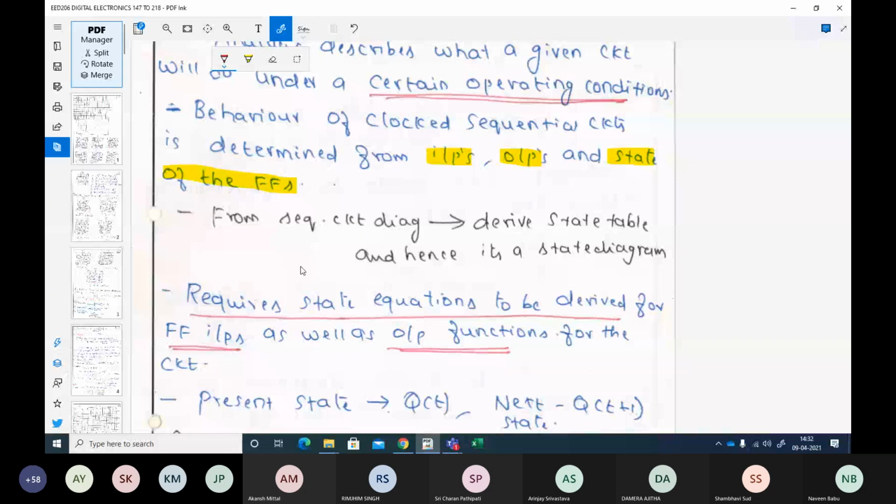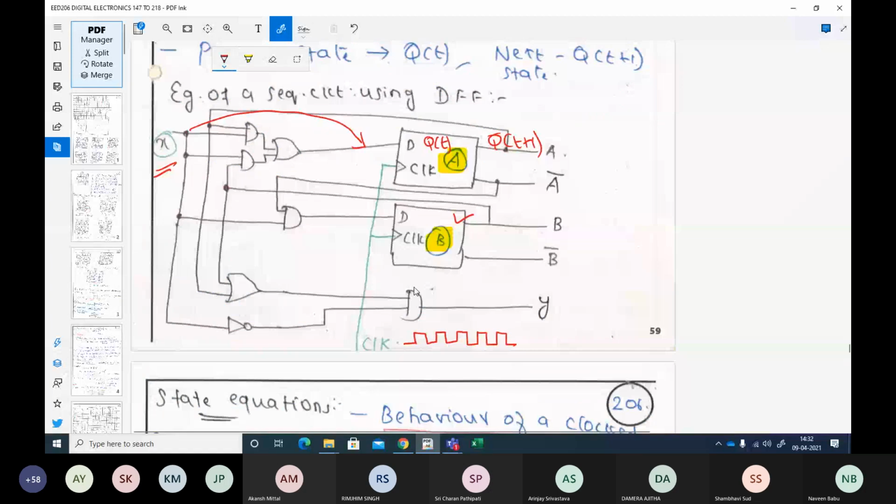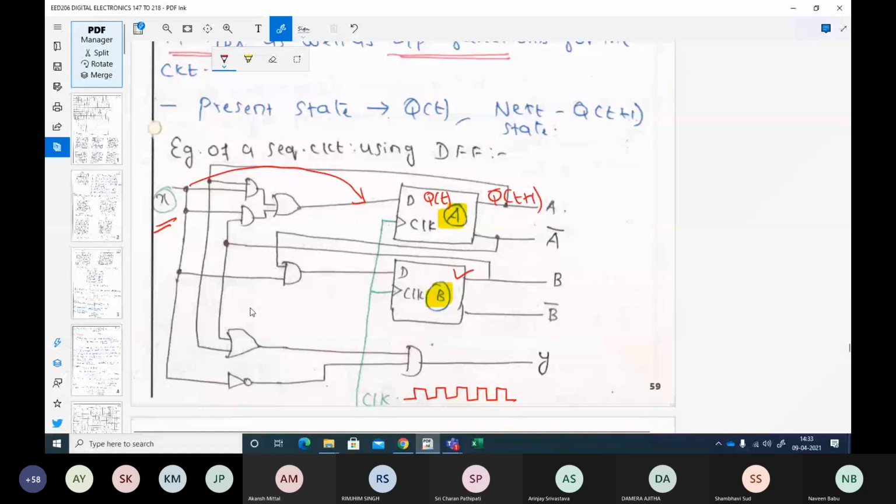You will require first, always we are going to do a reverse engineering here, which means you will be given some kind of a circuit like this. You have to do a reverse engineering and find out what are the inputs and what are the possible outputs.